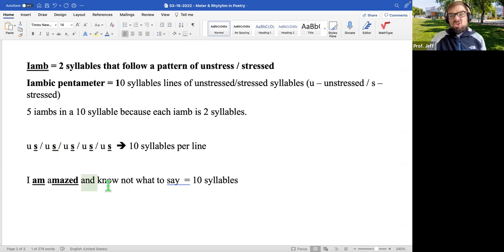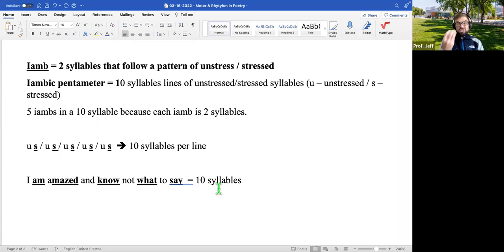And no, right? Conjunctions, prepositions, here's a heads up, are very often unstressed. And here we get a content word, right? A word with rich meaning. And no, same thing, auxiliary not or adverb not, right? What to say, right? I am amazed and no, not what to say. And this really short example of iambic pentameter really is the most important meter, right? The most important rhythm in English language poetry.